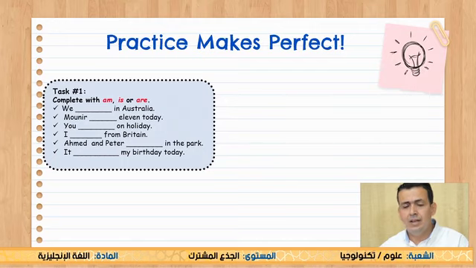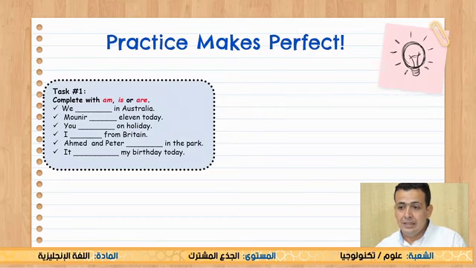Munir is 11 today. Munir, remember, is a boy, so pay attention. I'm talking about myself, from Britain. Ahmed and Peter, here we have two people. They are not with us. So, Ahmed and Peter.